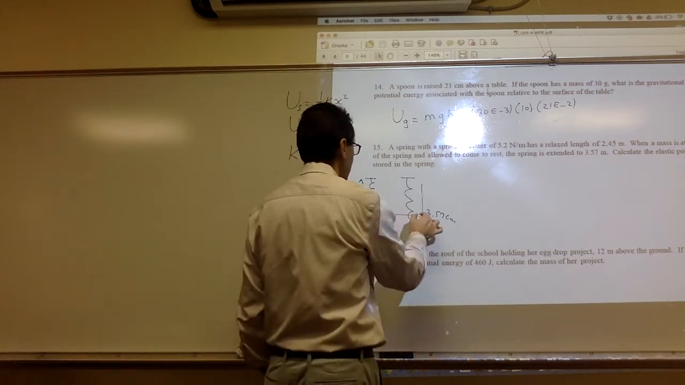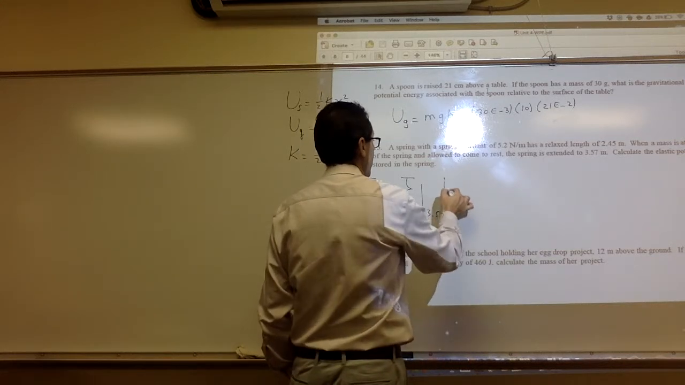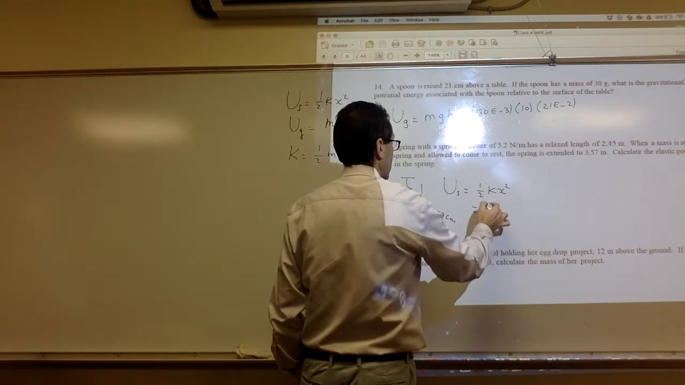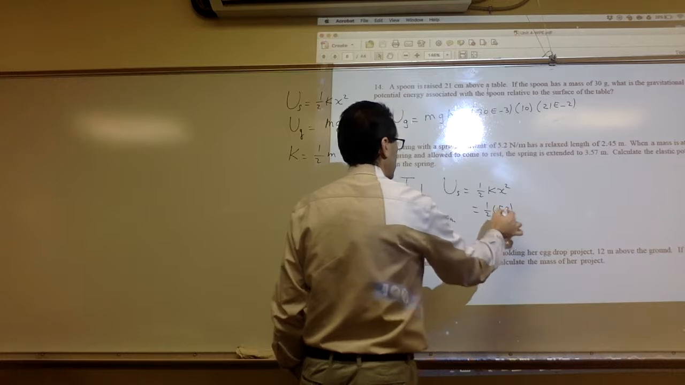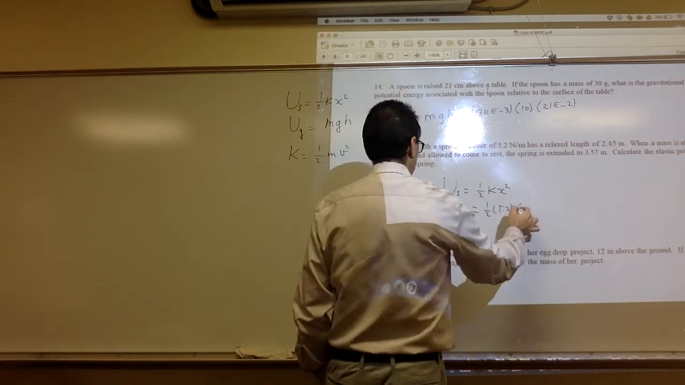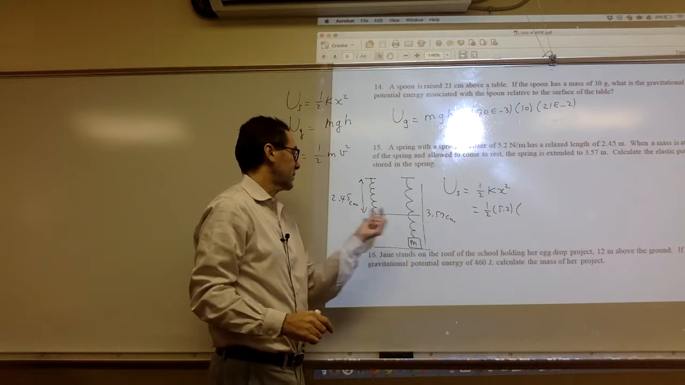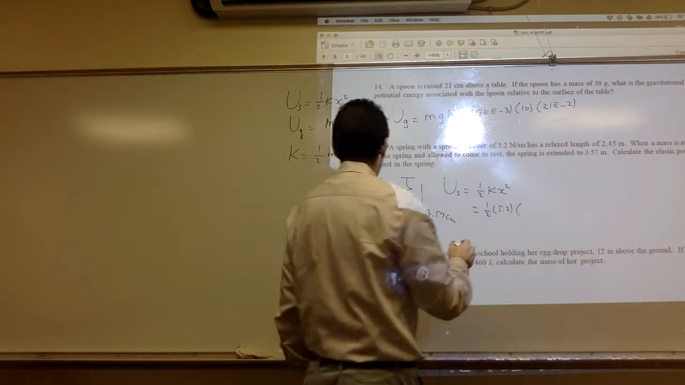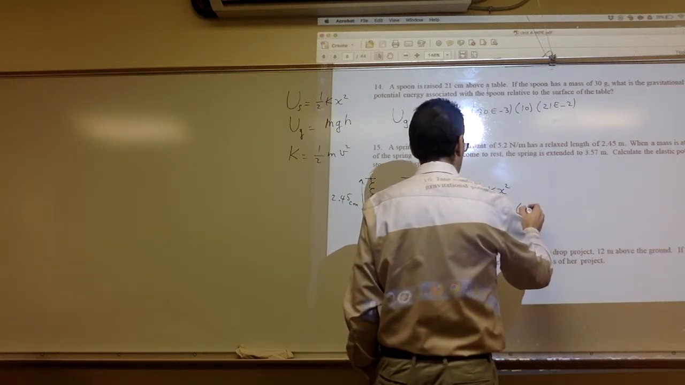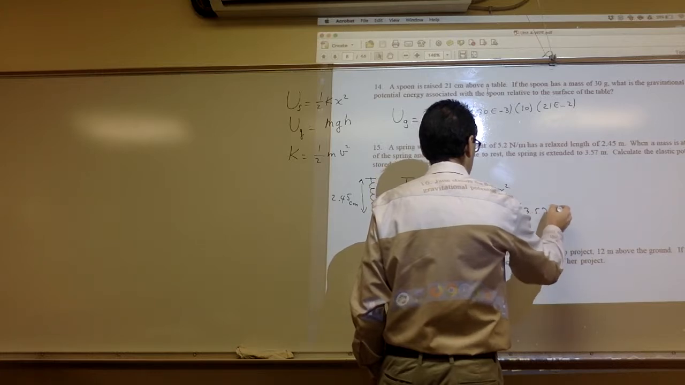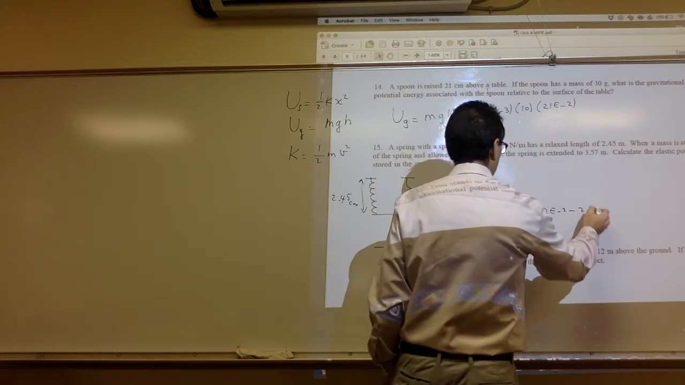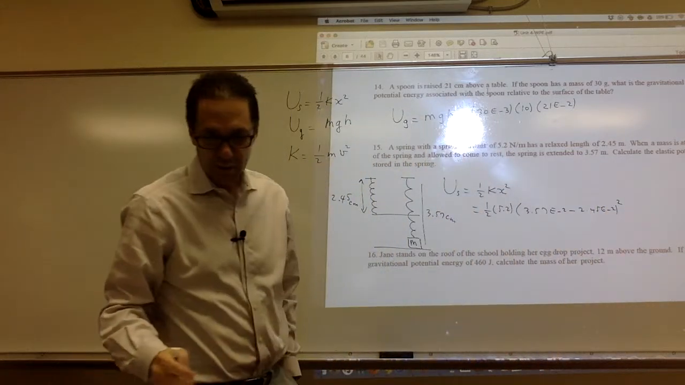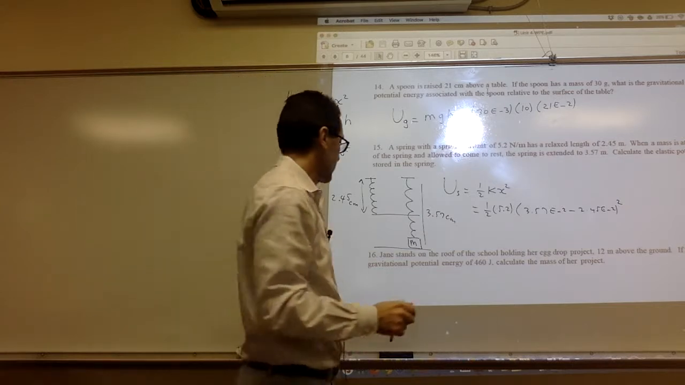So we're only going to look at the amount of stretch, right? So Us is 1/2 kx squared. Well, the k is 5.2. Now, the x is basically the difference between 3.57 and 2.45, and you must change that to meters, right? So I can do something like this: I can do 3.57 times 10 to the negative 2 minus 2.45 times 10 to the negative 2, and I can square all that. And you should get 3.26 joules.